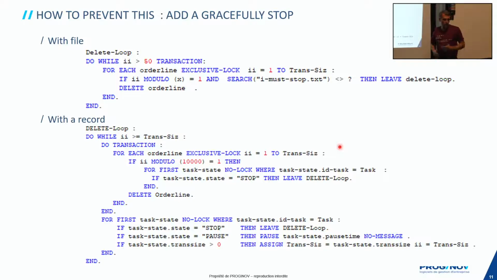Or you can use a record to manage your mass data purge. In this code, we manage a graceful stop at this point. And I'm also managing the size of the transaction with this. I'm changing the size, which is this variable trans size, which is used there. And I can also add a pause. Sometimes, if your system is overloaded, you can pause between transactions, which softens the effect of the mass data purge.